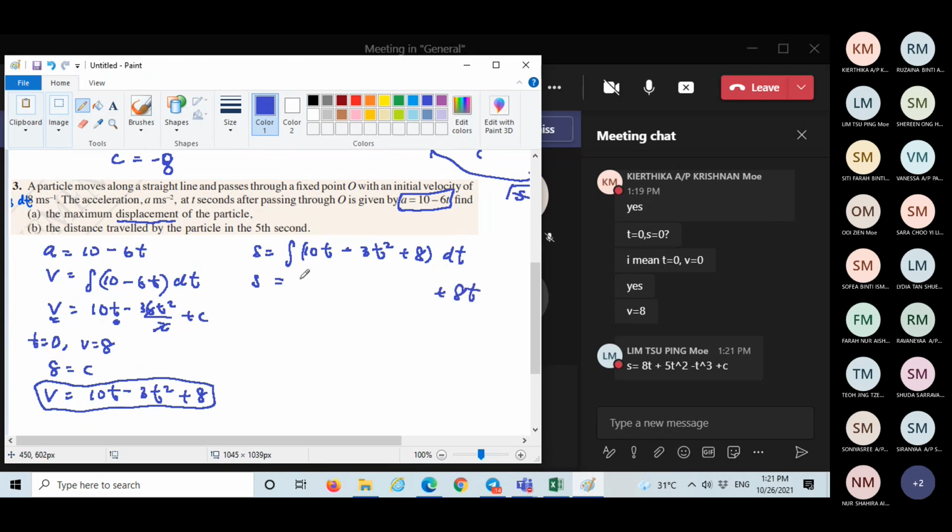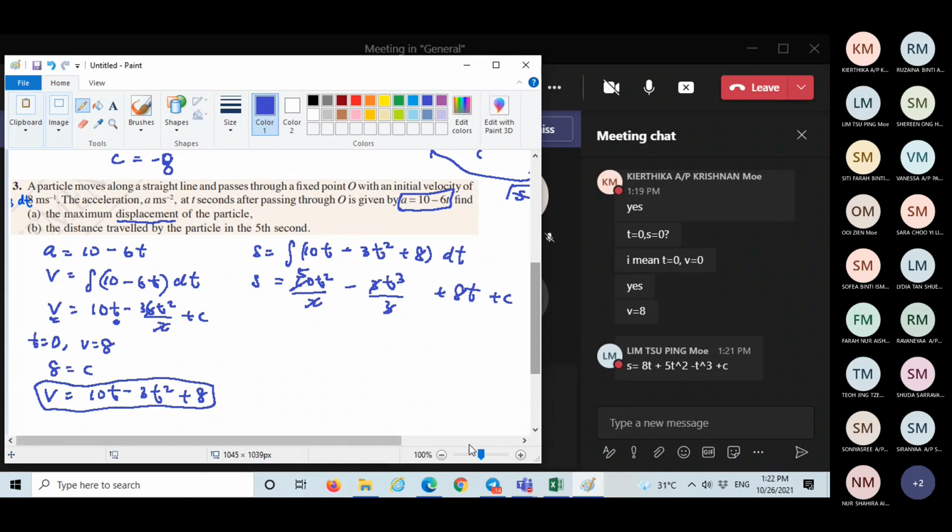Okay, 8t, I think the last term. Okay, this one is 2 over 2. I get 5t squared. 5t squared is your middle term. Okay, then this one, 3 over 3, cut. So negative t cubed. Okay, this is the last term. Okay, plus c. Okay, so correct.